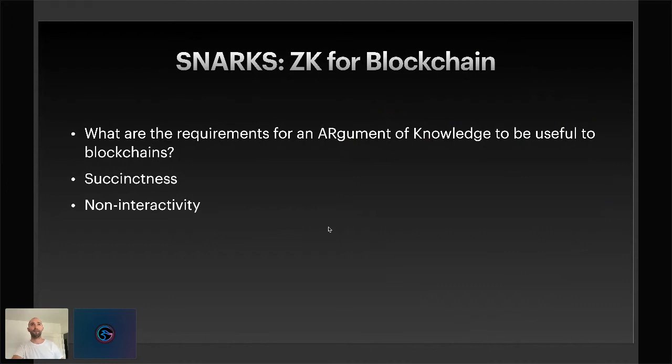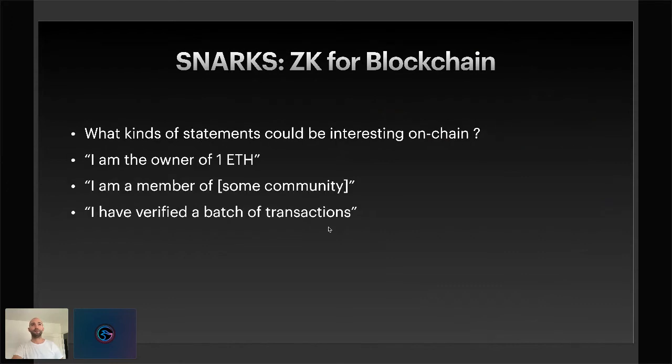So the kinds of statements that you'd be interested in for an on-chain application, I've just given a few examples. You might be interested in proving the statement, I am the owner of some token, let's say 1 ETH, right? Or you might need to prove, I am a member of some community, like some DAO, or I am a citizen of some country, or I'm a graduate of some university, right?